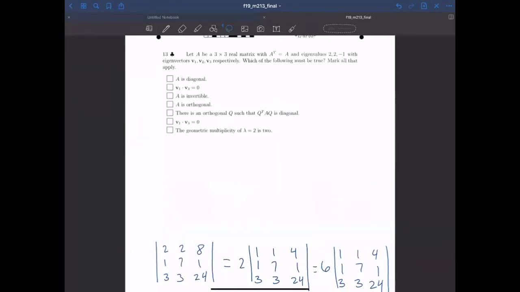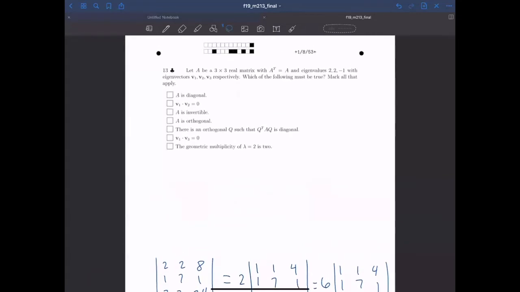Okay, so let's see what we can conclude from the information we're given. Let's highlight some of the facts we know. First of all, we know that A is a 3 by 3 matrix. The other fact that's useful is that A transpose is equal to A. What's another way of saying A transpose is A? Symmetric. Yeah, A is symmetric, right?